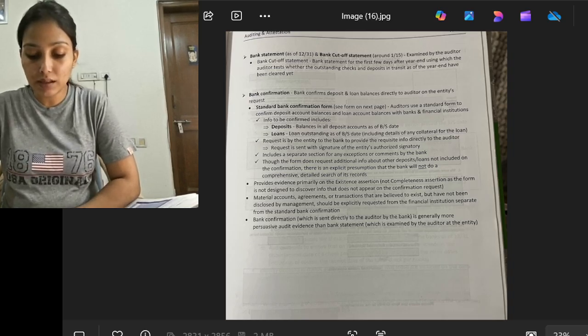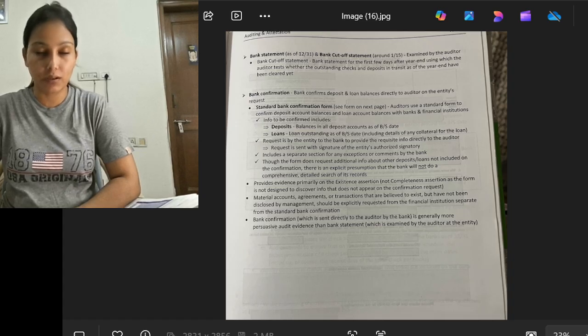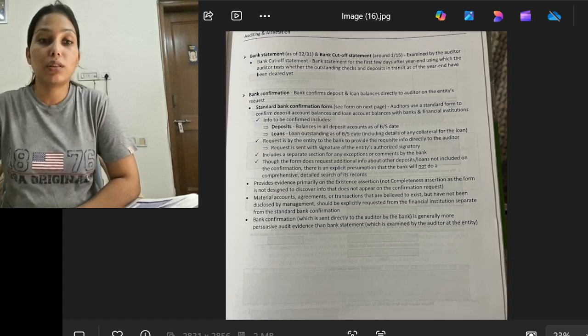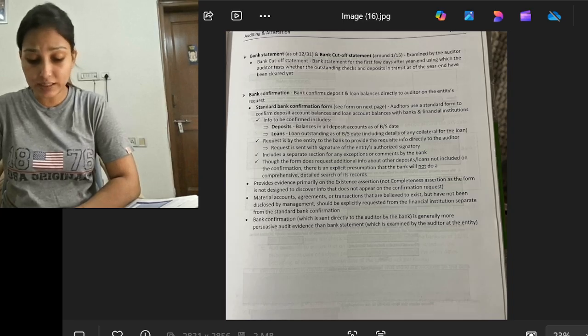Bank confirmation is where the bank confirms deposit and loan balances directly to the auditor at the entity's request. With standard bank confirmation forms, the auditor uses a standard form to confirm deposit account balances and loan account balances with the bank and financial institution. So for the bank confirmation, there are standard templates that are used. Deposits, loans, all those are confirmed by the bank.